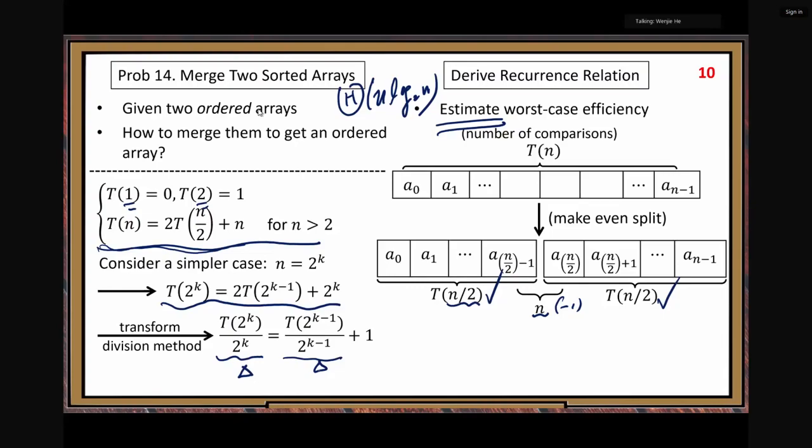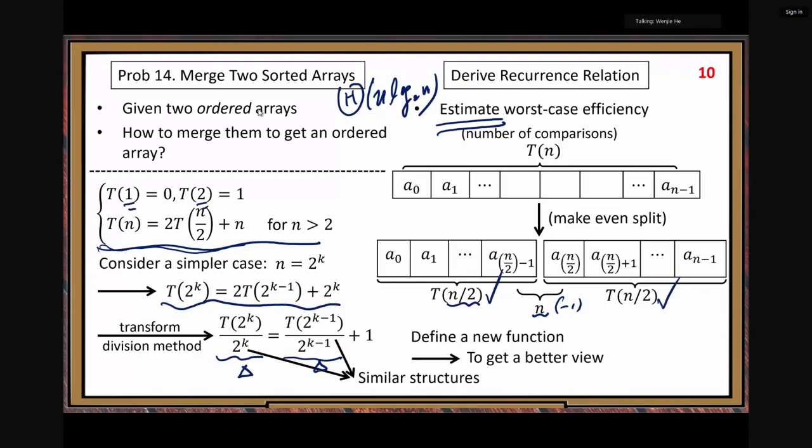When we see this, we introduce a new function to represent that fractional structure. Let us introduce a new function called the g function. G of k equals T of 2 to the k over 2 to the k. After this new function is introduced, we can make the previous equation much simpler. No fractional structure anymore.